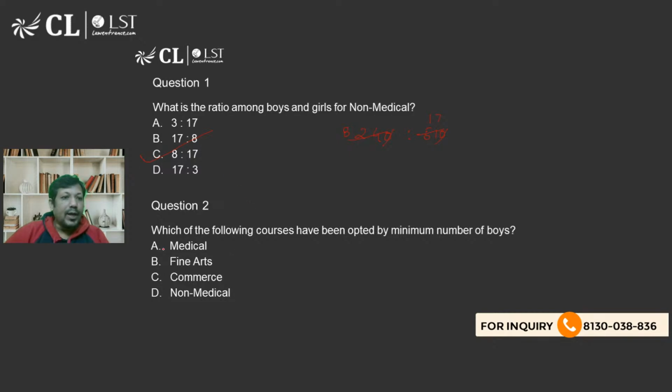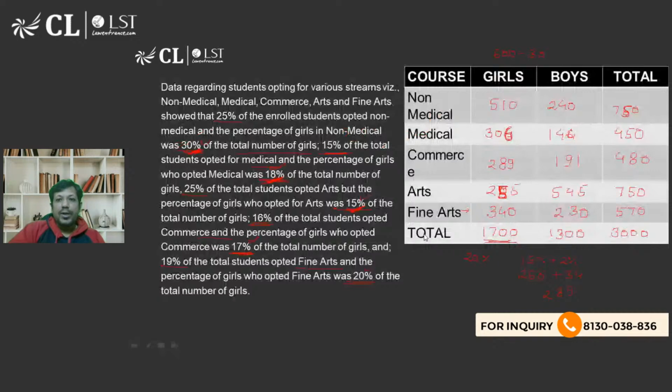Okay. Now, let's move on to the next one. What does it say? Which of the following courses has been opted by the minimum number of boys? So just look at the data. So it is going to be commerce. Directly it is visible that, sorry, it's not commerce, it's medical. So the least number of boys we can see in medical, that is 144 boys.